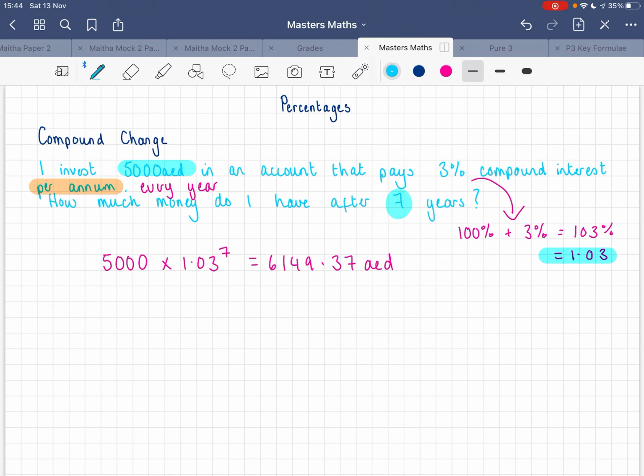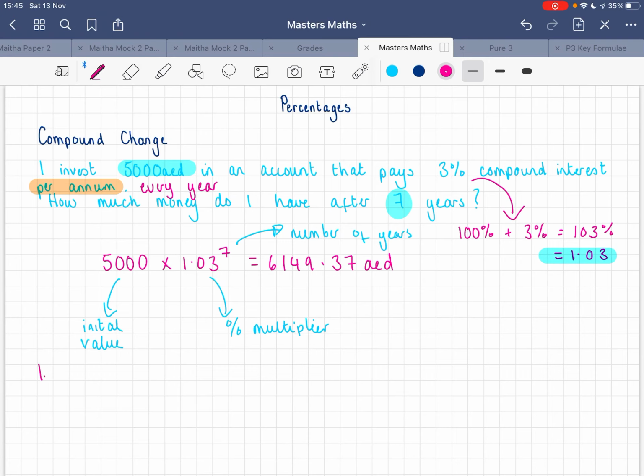So things to remember: this is our initial investment, so that's the original amount, initial value I'm going to call it. This is the percentage multiplier, and the power is the number of years. But you can use the same method every single time you have a question like this. The only way they might change it is ask you how much interest do you get in 7 years instead of how much money do you have altogether.